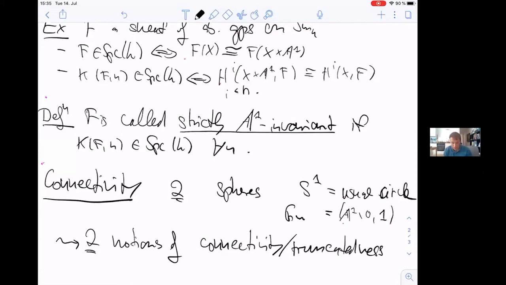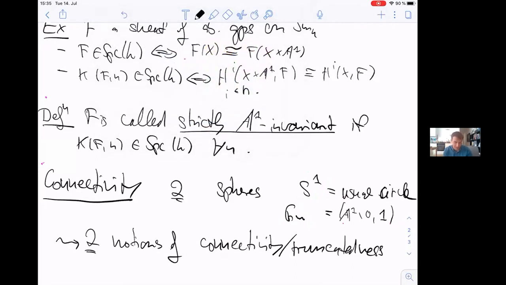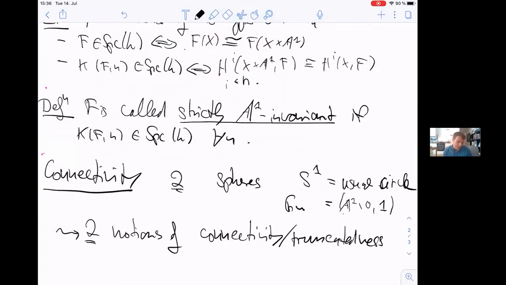For example, the complex points of G_m is just C minus the origin, which has the homotopy type of S^1. So it looks like it's just the same thing. But this is a very topological observation, and algebraically they're different. And then what this tells you is that you get two notions of connectivity out of this whole thing, right? You can measure connectivity in terms of S^1, or you can measure it in terms of G_m. And there's no reason for these to agree in general.